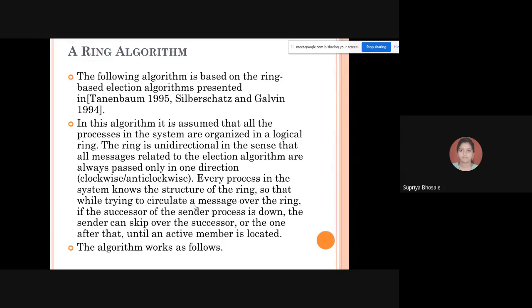Every process in the system knows the structure of the ring, so that while trying to circulate the message over the ring, if the successor of the sender process is down, the sender can skip over the successor or the one after that until an active member is located.